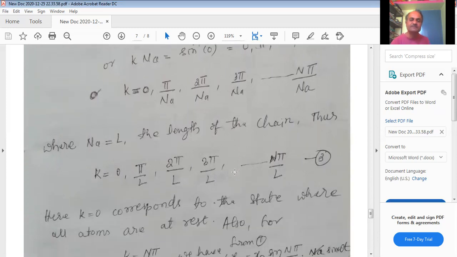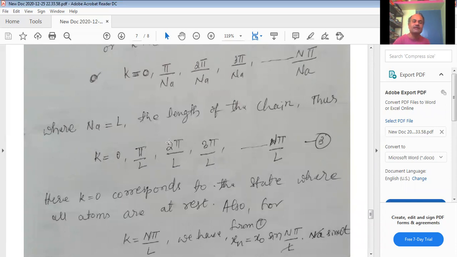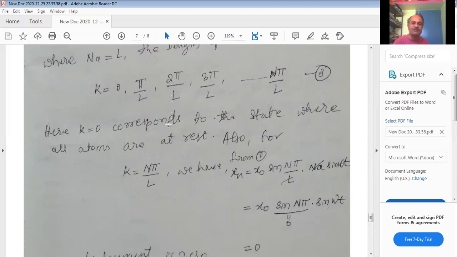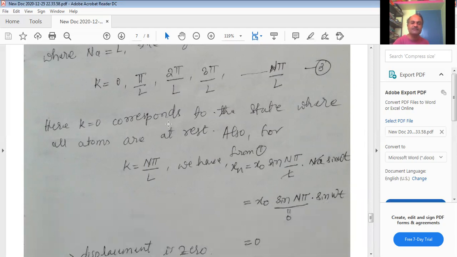So where Na is equal to L, the length of this monatomic lattice chain, where capital N represents the number of atoms and a is the separation between two atoms, so the length of the chain. Thus k is equal to, I will substitute Na as L in the above equation. So this becomes k is equal to 0, pi by L, 2 pi by L, 3 pi by L, and so on. And here k is equal to 0 corresponds to the state where all atoms are at rest.